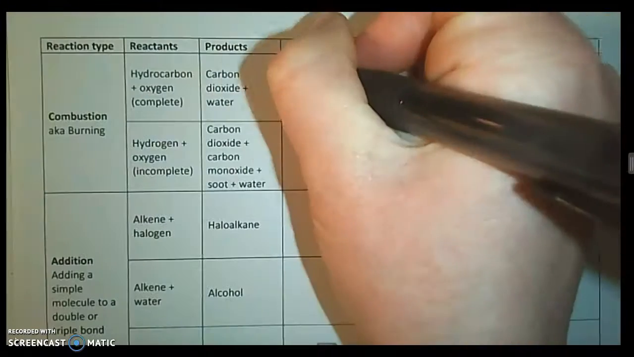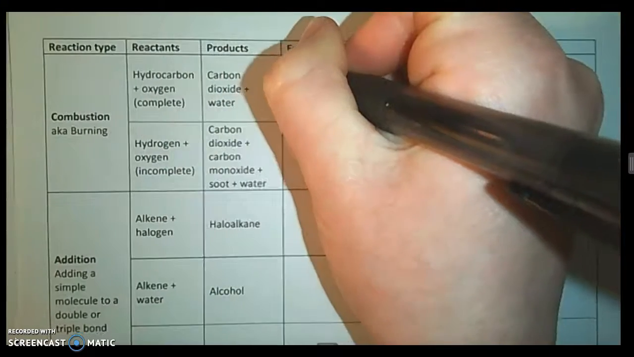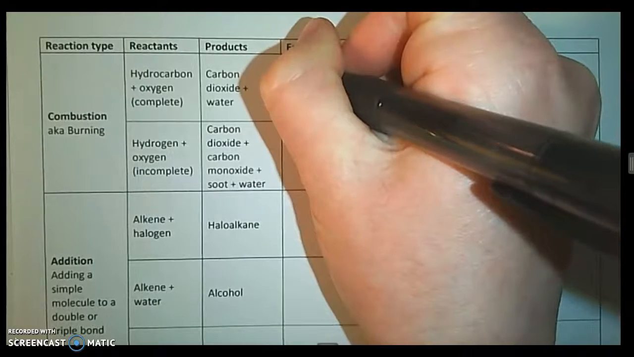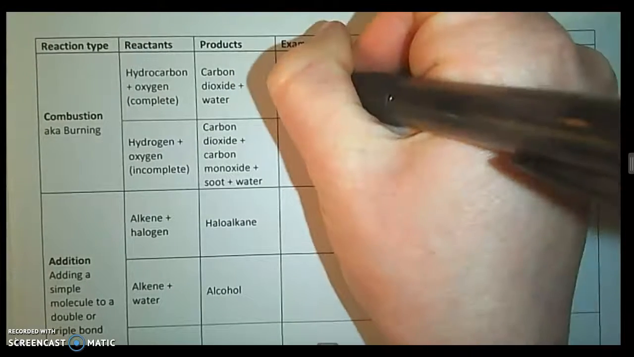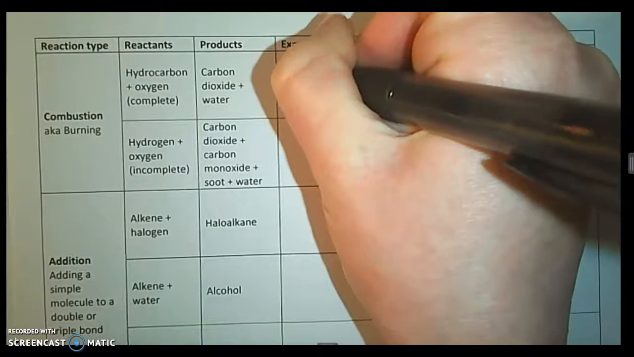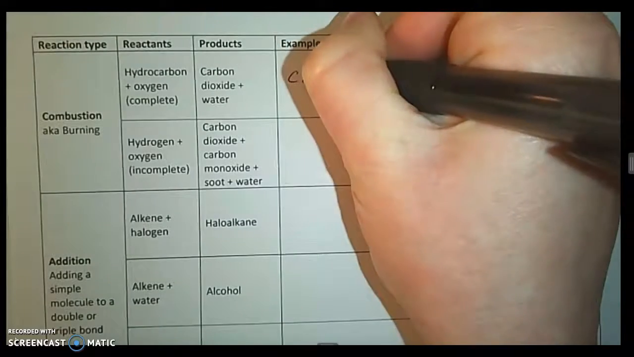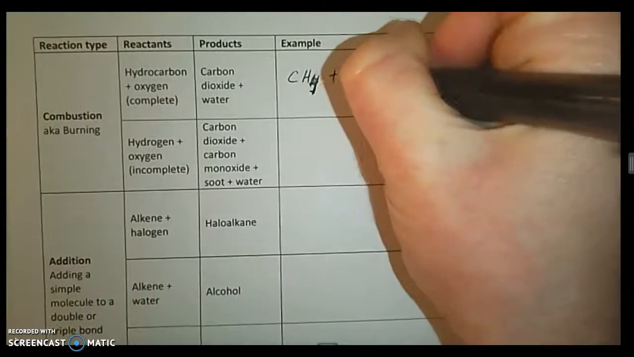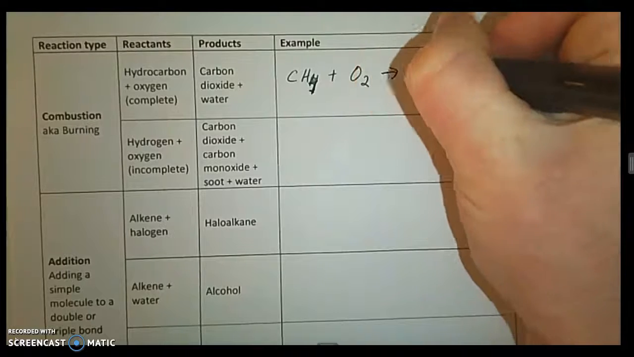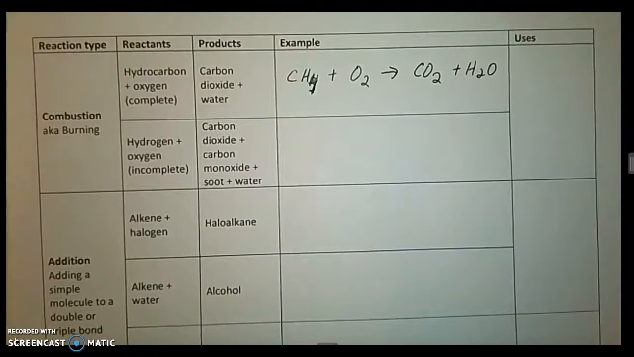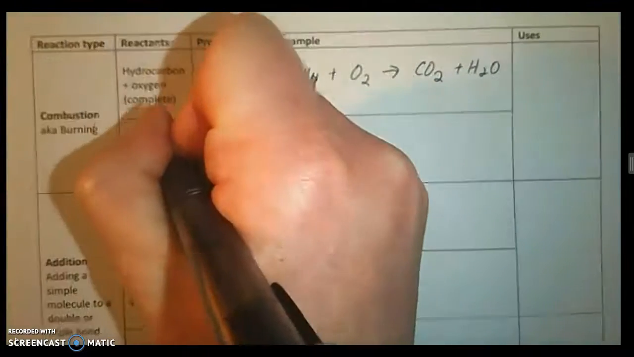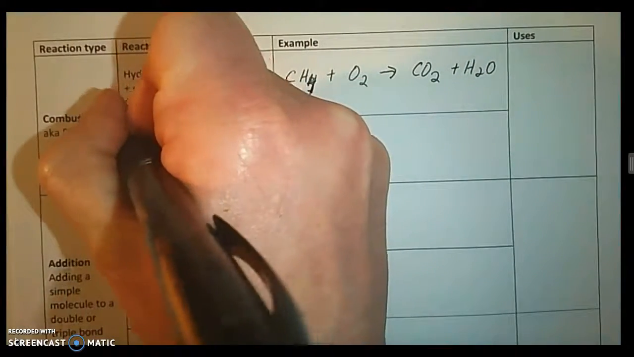Okay, so an example of a hydrocarbon, we can stick with something really simple like just methane. CH4 is methane. Whoops, my bad. And then plus oxygen produces carbon dioxide, so CO2, plus water, H2O. Okay? There's a little typo here. This should say hydrocarbon.